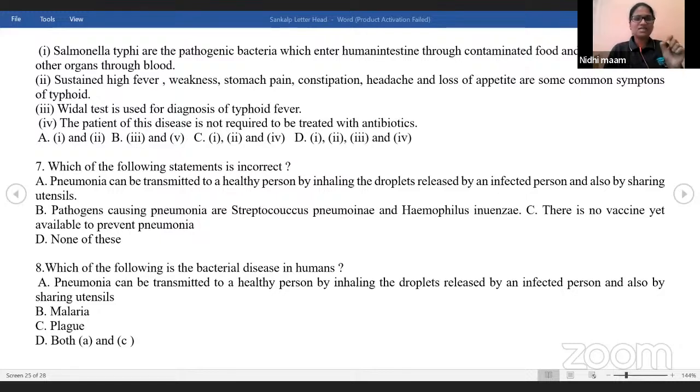Second statement, sustained high fever, weakness, stomach pain, constipation, headache, loss of appetite. These are the common symptoms of typhoid. Third statement, Vidal test is used for diagnosis of typhoid fever. Fourth statement, the patient of this disease is not required to be treated with antibiotics.